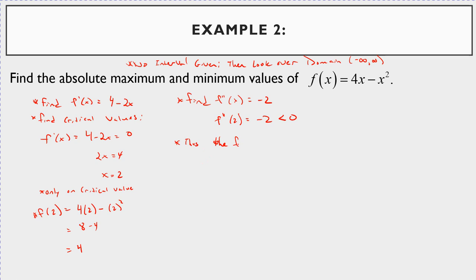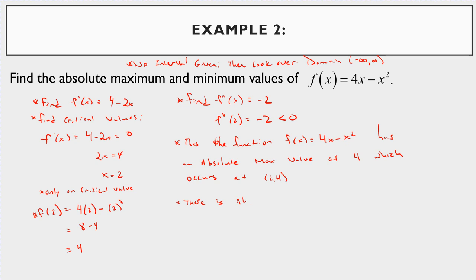So thus the function f of x, which is this 4x minus x squared, has an absolute max value of 4, which occurs at the point 2 comma 4. Notice, because we're looking over the entire domain, there is no absolute minimum value.